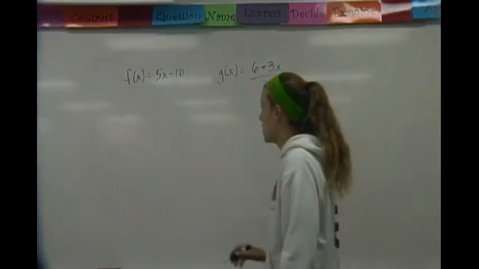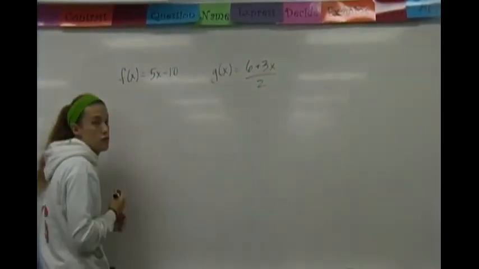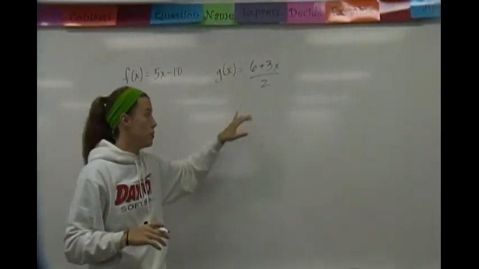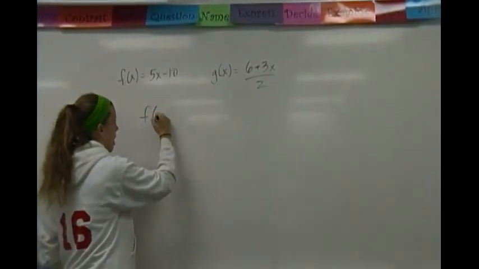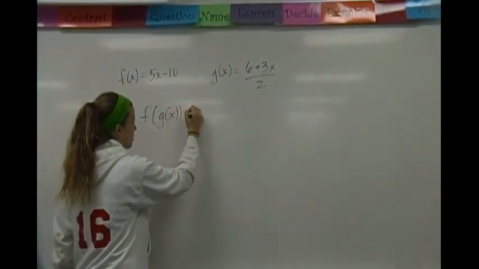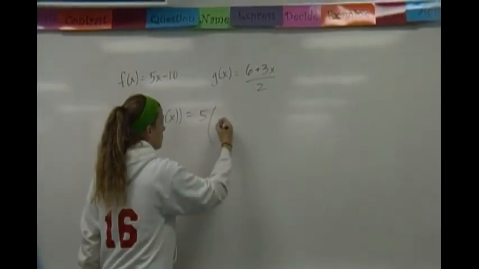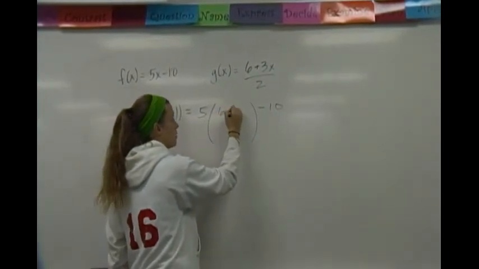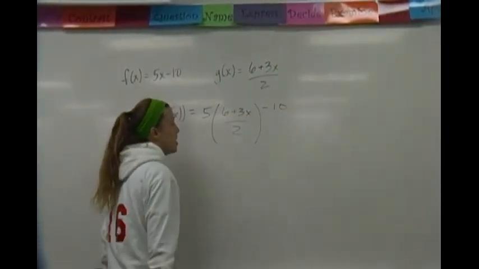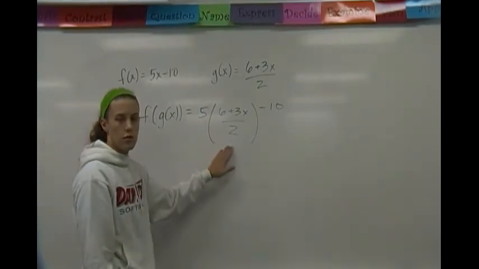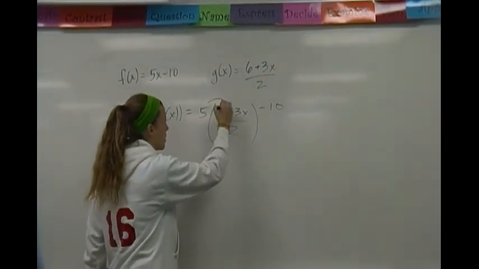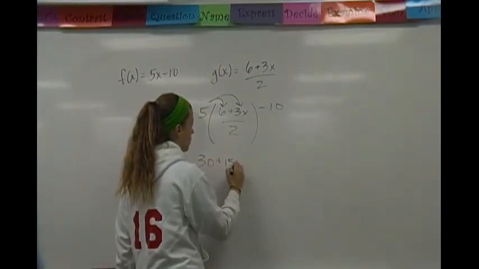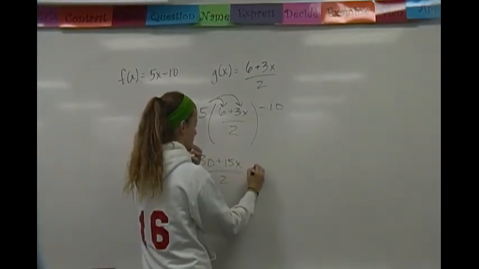Alright, so the last problem for today, we're going to try to prove that these two functions are inverses. We have 5x minus 10 and 6 plus 3x all over 2. And so that means we need to attempt to do f of g of x for starters. So we would take 5 parentheses minus 10, and then I'll put my g function inside, 6 plus 3x over 2. Now, I don't see that the 5 canceling with the 2 is going to happen, so I'm going to try to distribute and see if that'll help. So I get 30 plus 15x over 2 minus 10.